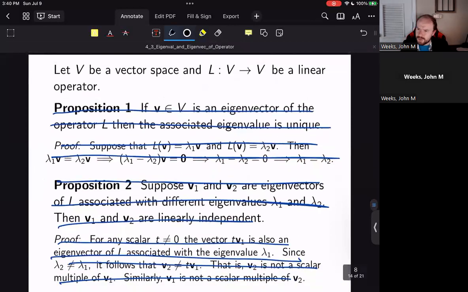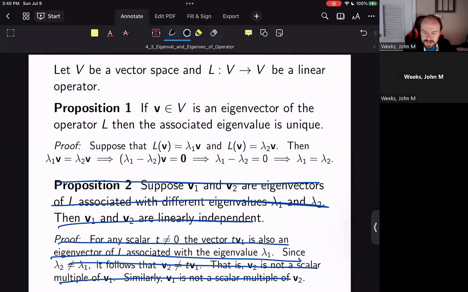Let's go through and see a few propositions with respect to linear operators now. Indeed, now that we're discussing abstract vector spaces, we can say the following propositions whenever we're talking about finite dimensional or infinite dimensional vector spaces. So let's take a look at this first one. If you have a vector which is an eigenvector of your operator L, then the associated eigenvalue is unique. If you have one eigenvector, you can't have two eigenvalues for that vector.